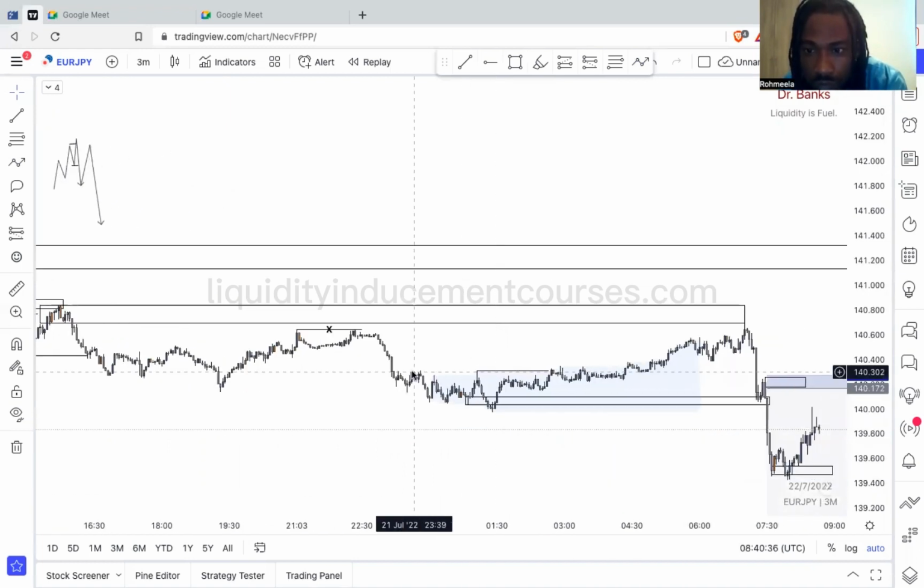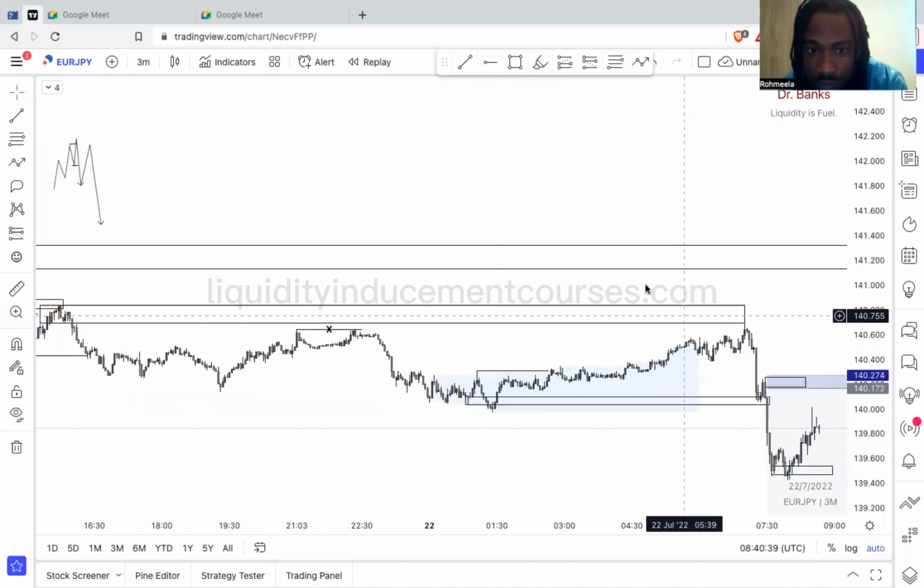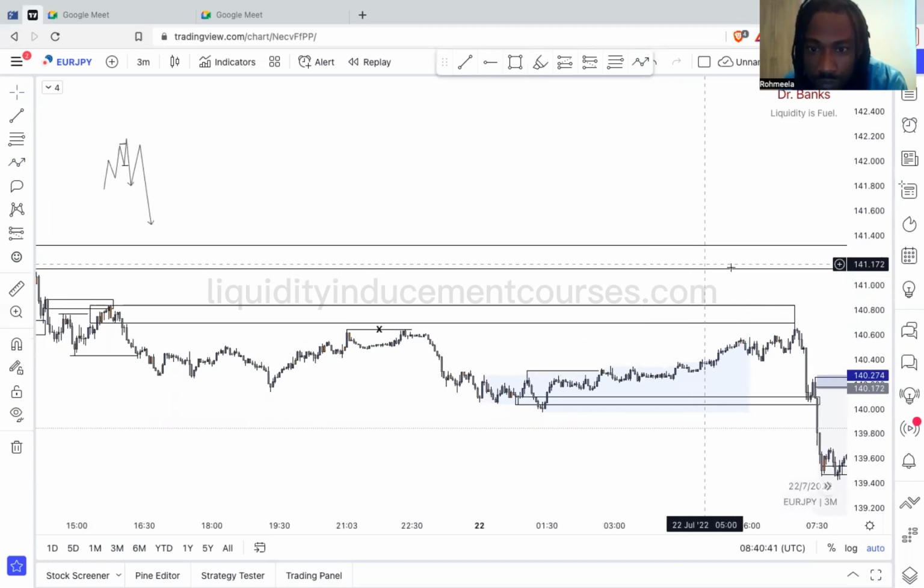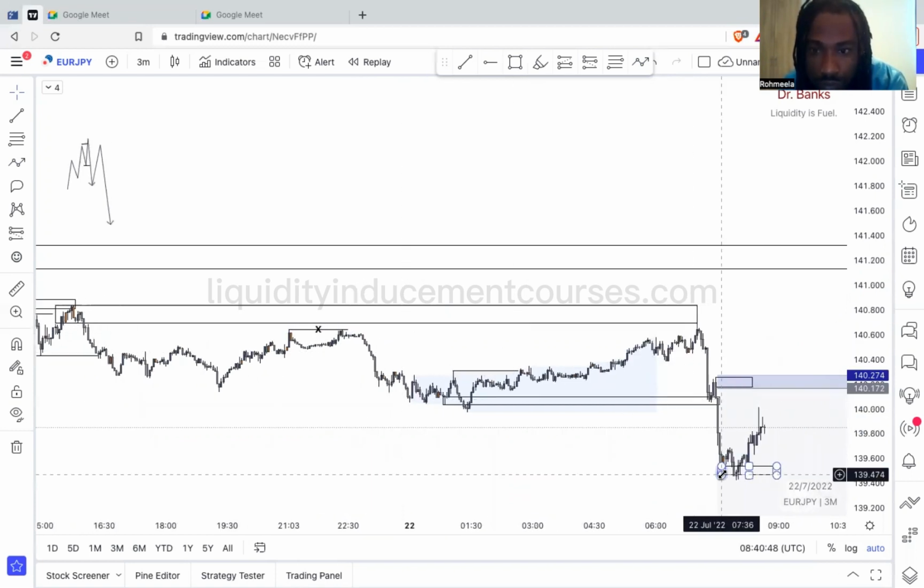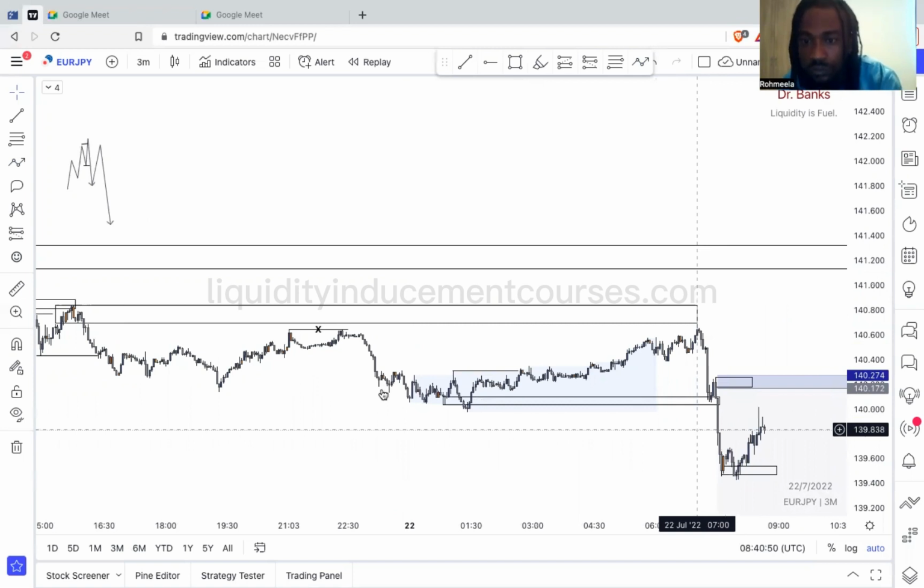So what did price do? Price came to that level and then tapped nicely into the block, violating this equal high created as inducement leg, and then dropped aggressively.